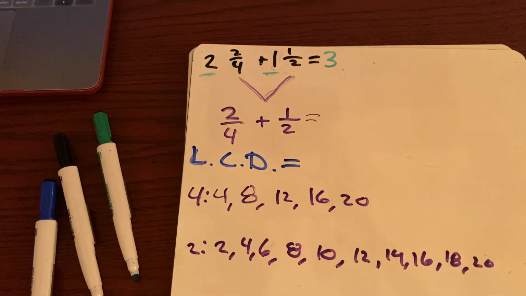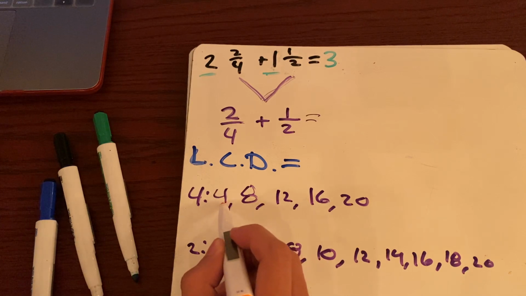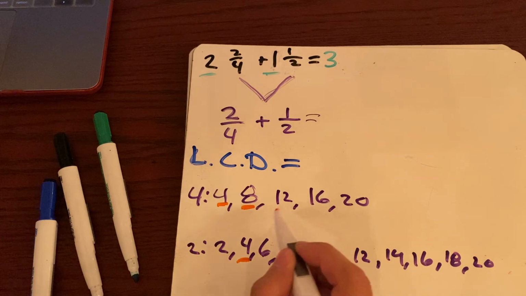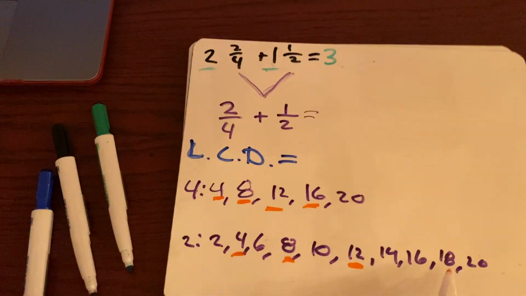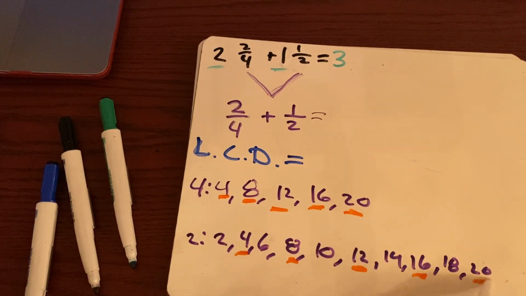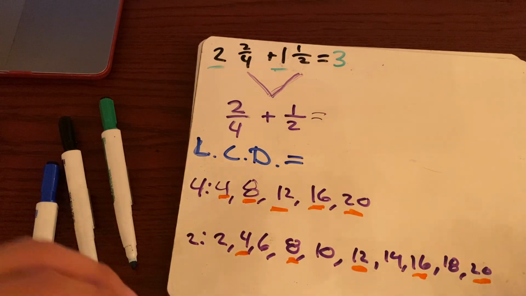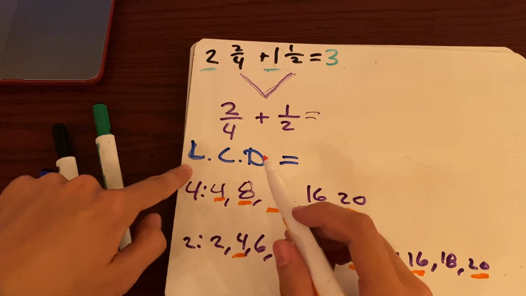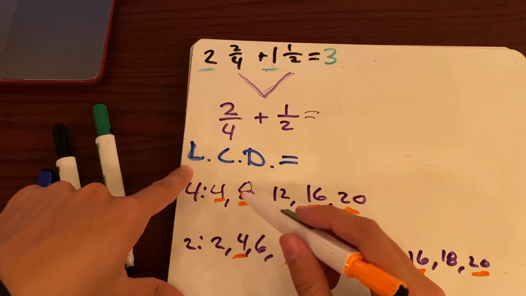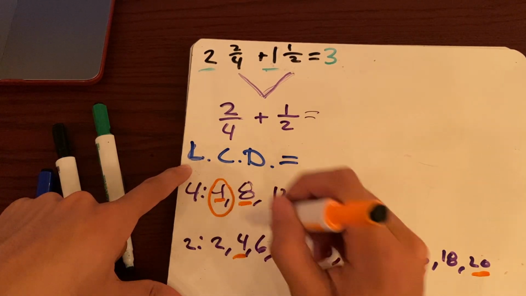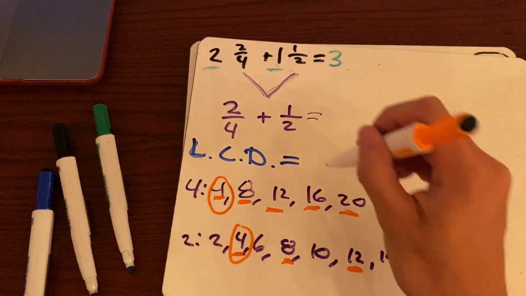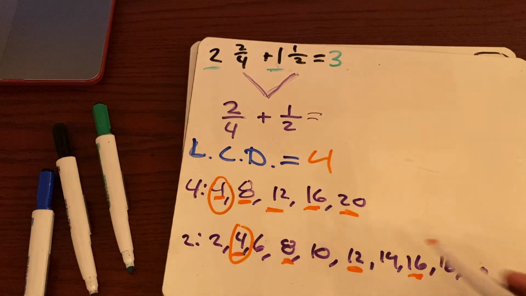Yeah, but I actually see a lot. But remember, I see that they have a 4 in common, they have an 8 in common, they have a 12 in common, a 16, and a 20. But which one, everybody? Which one is the one that we care about? Exactly. We only care about my least common denominator, my first number that they share, and that number is 4. So our least common denominator is a 4.